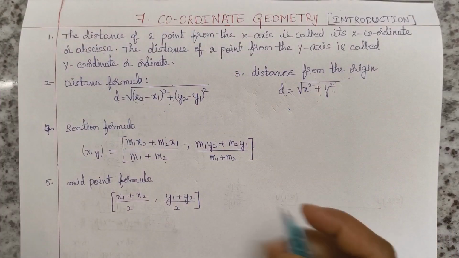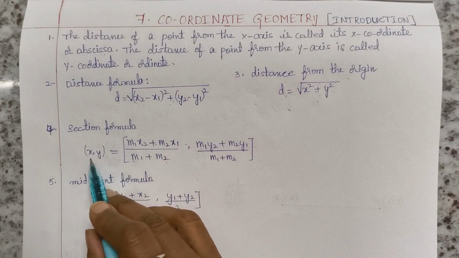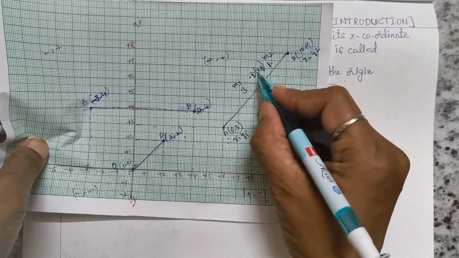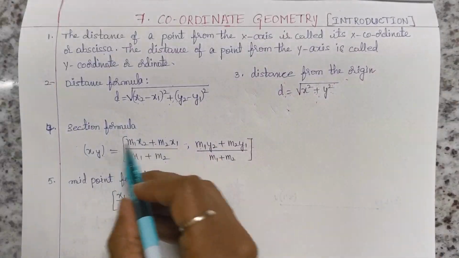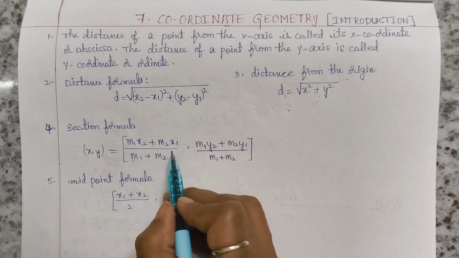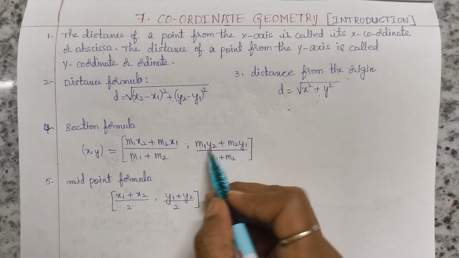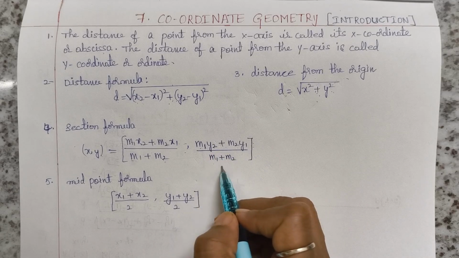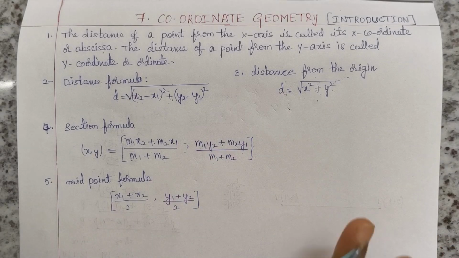See here. The section formula: x, y equal to, here some coordinate, xy means this D. To find x, y: m1 x2 plus m2 x1 divided by m1 plus m2, and comma, m1 y2 plus m2 y1 divided by m1 plus m2. This is the section formula.